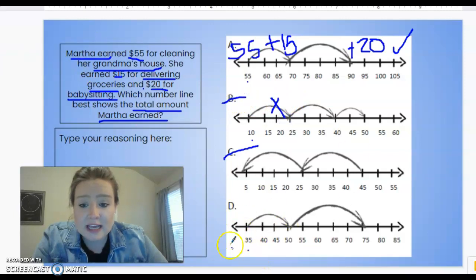Okay, letter D. This one starts at 35. And when the first little jump goes to 50. Well, she did not earn $35 and she didn't earn $50. Neither one of those numbers are in my problem.